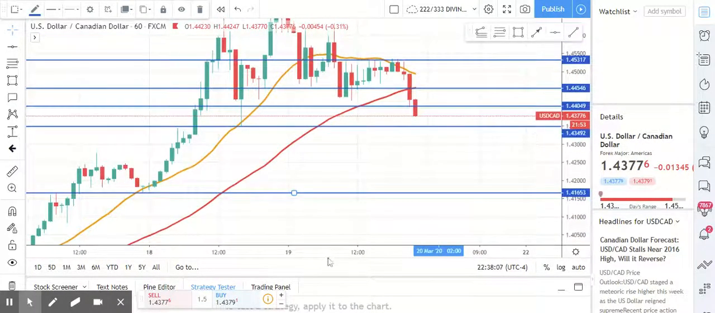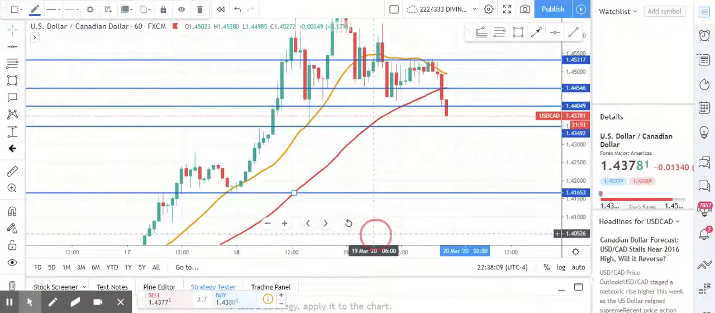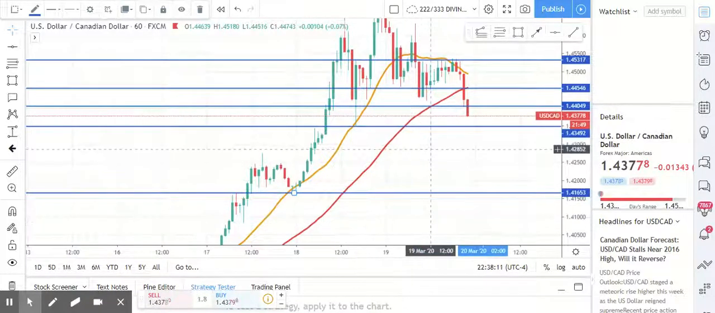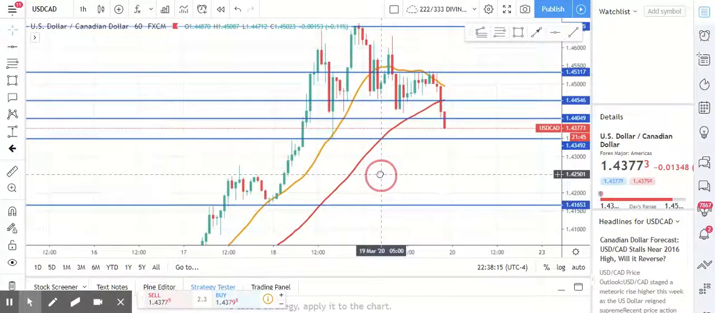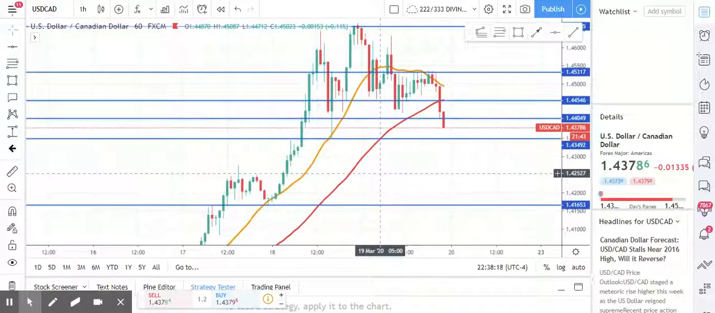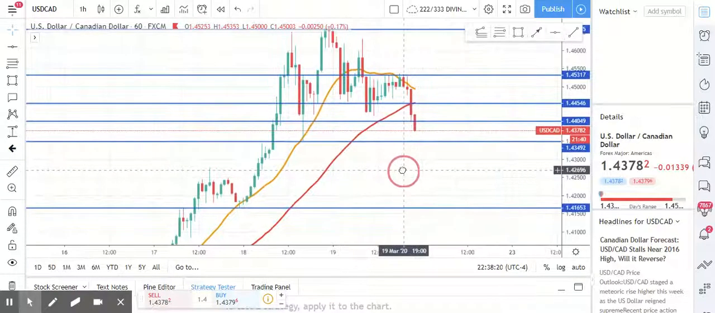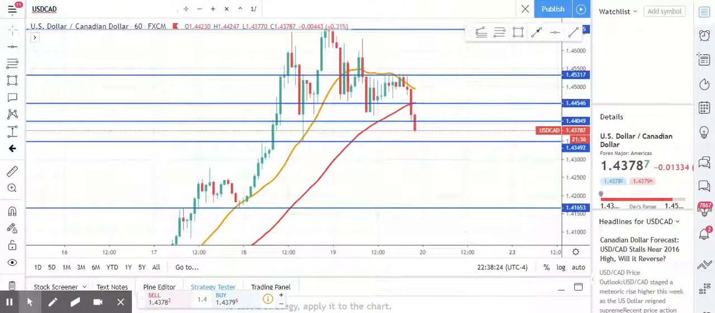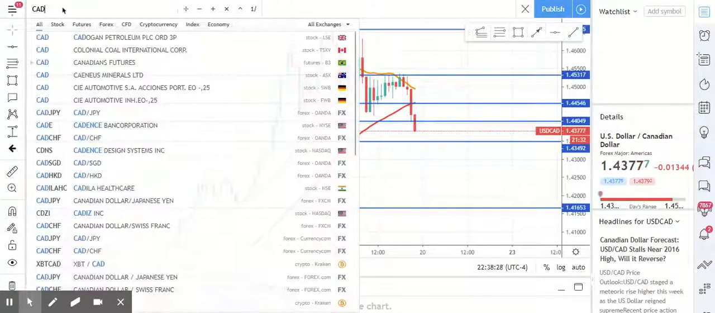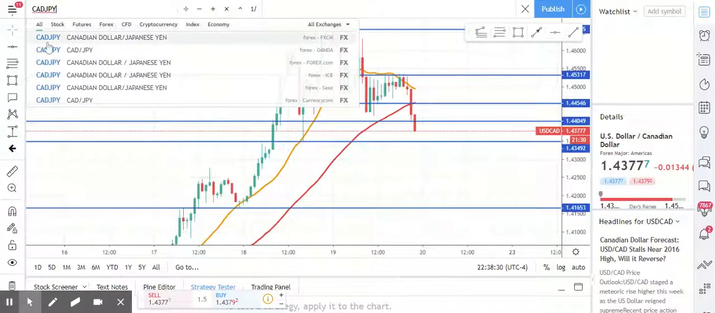But if you want to use hard defined rules, remember one of the rules is you only enter once it hits one of the moving averages, either on a bearish move or a bullish move. So if you stick with that, stick to hard defined stop losses. Let's look at another trading pair. Let's look at the CAD, Canadian dollar, Japanese yen.